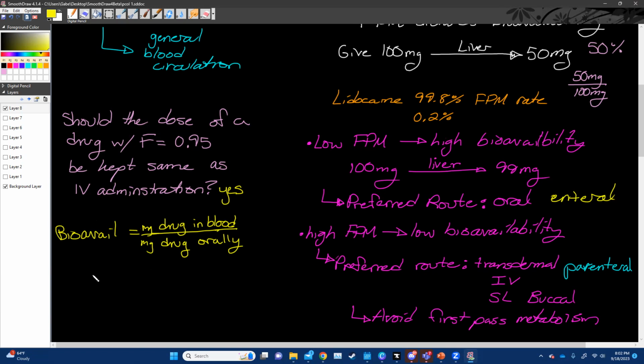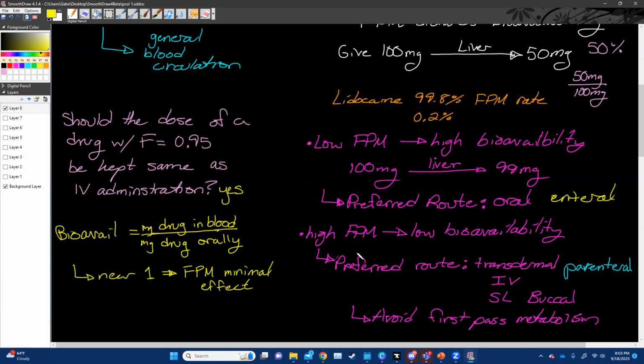If your bioavailability is near 1, then the first pass metabolism has a minimal effect. So if I give 100 milligrams by mouth, I'm getting somewhere near 100 milligrams in the blood. What happens if I give that 100 milligrams by IV instead? I get 100 milligrams. So I'm getting about the same dose.